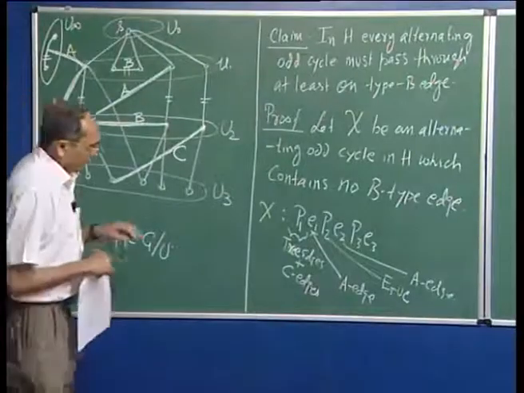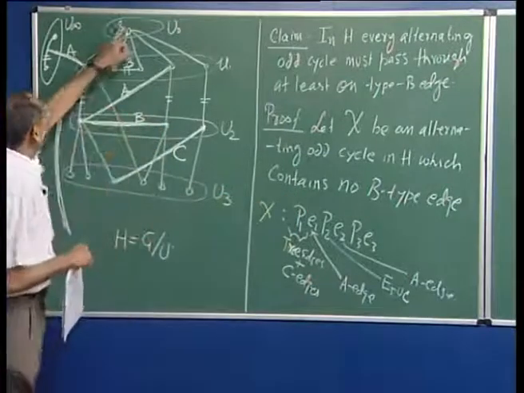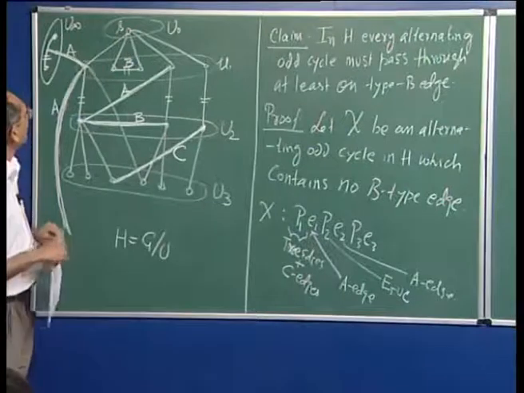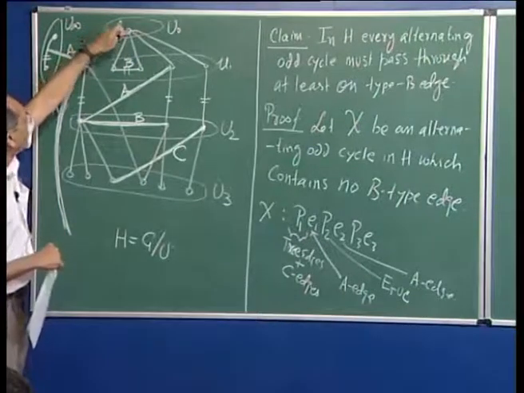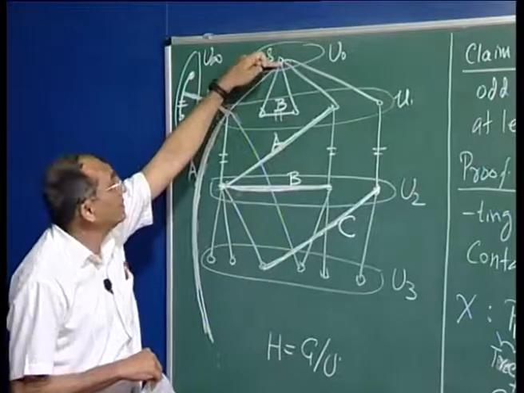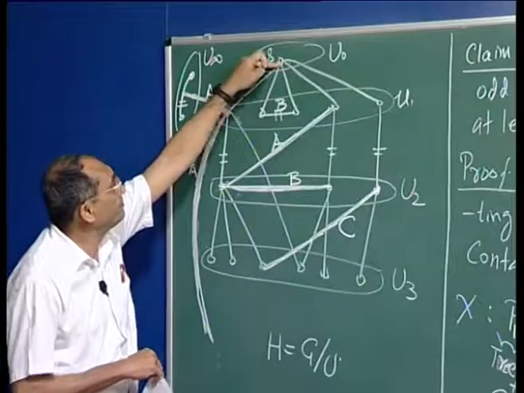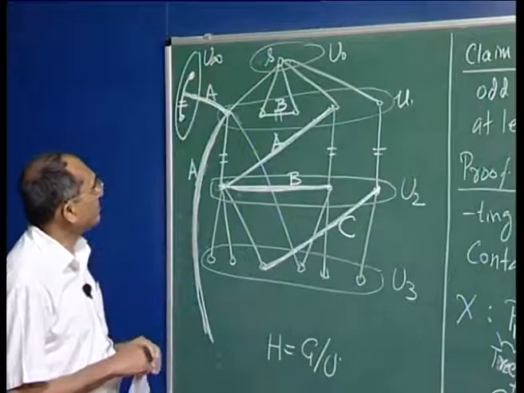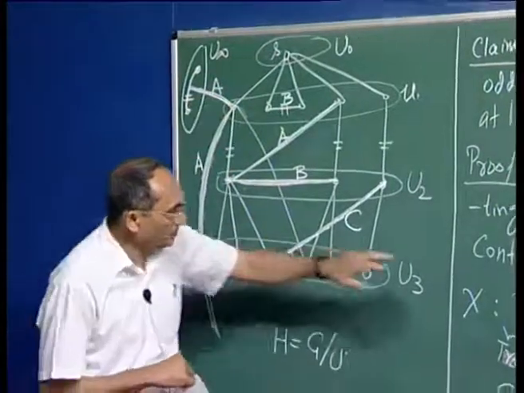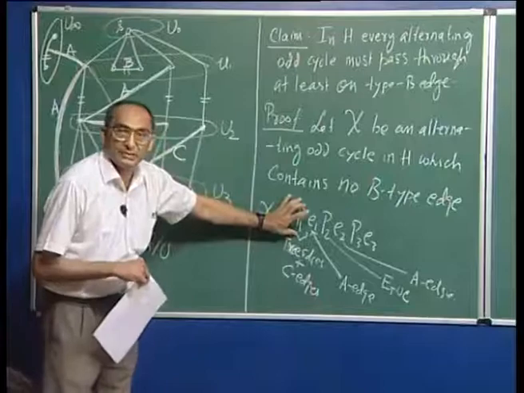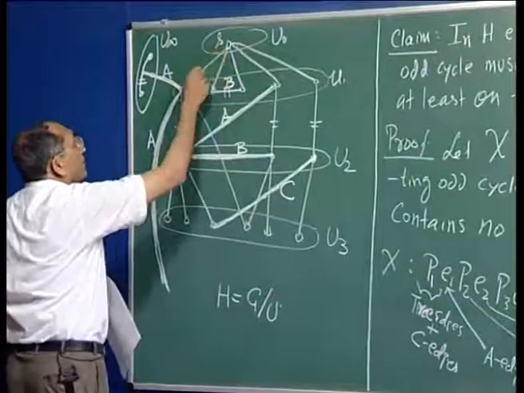Now, to begin with, P1 starts at S. Starting from S, there is no type A edge, no type B edge, and no type C edge. So, we descend along one of these edges. So, P1 has at least one edge in it. So, we proceed along P1.